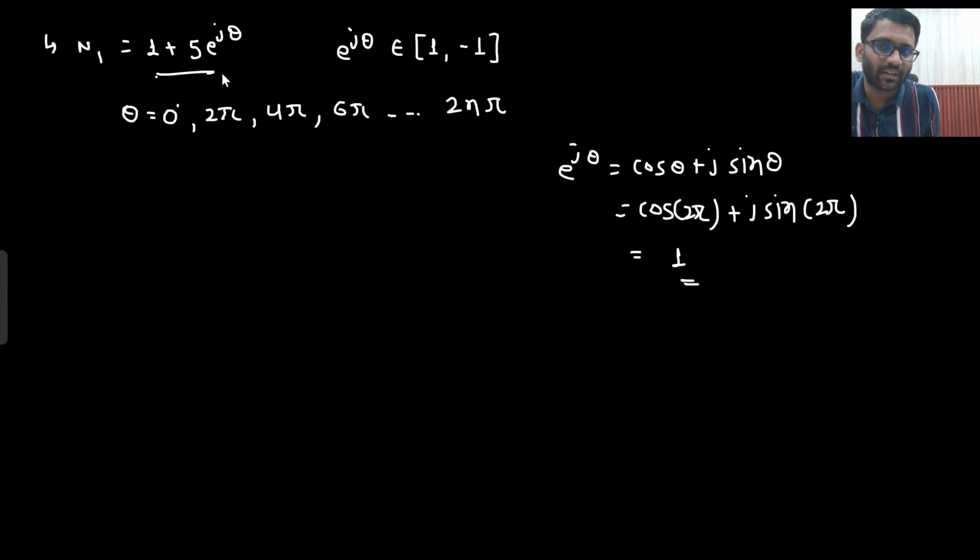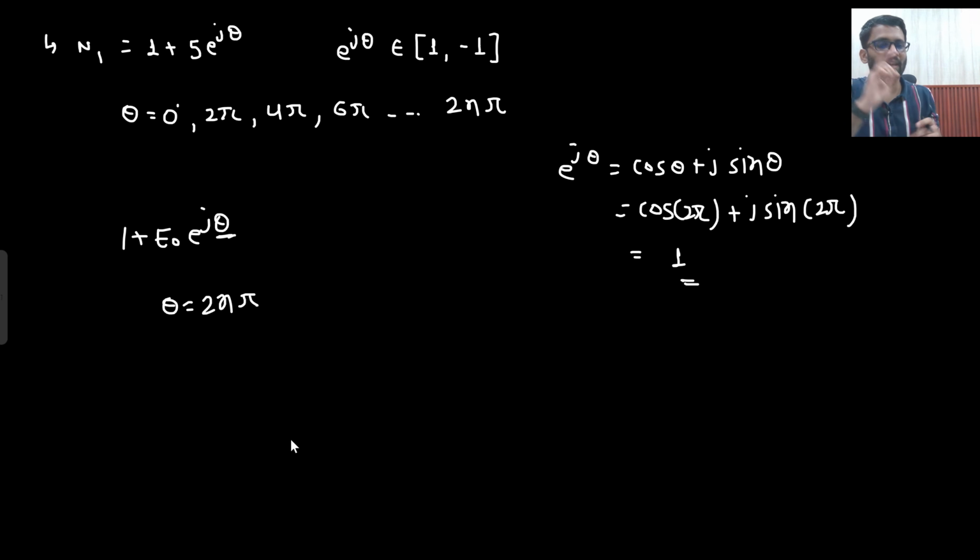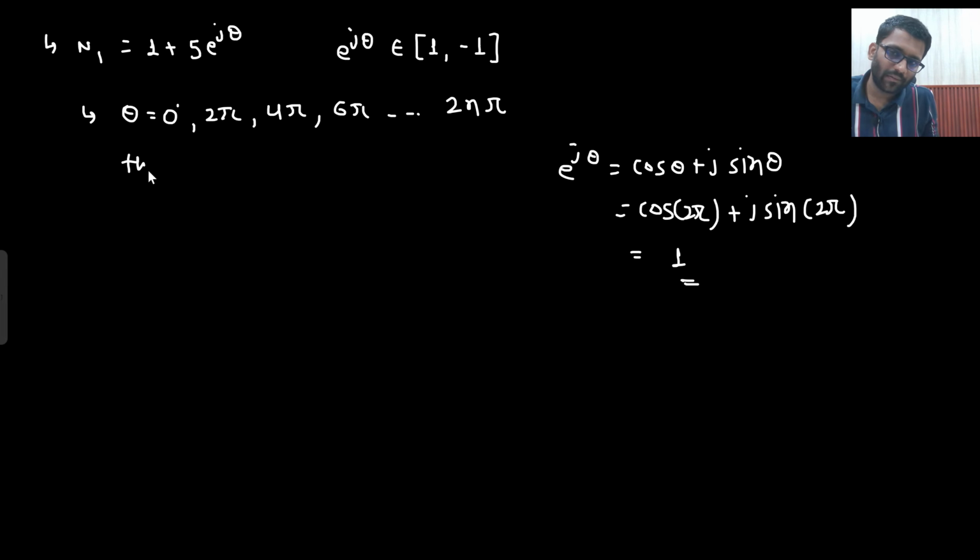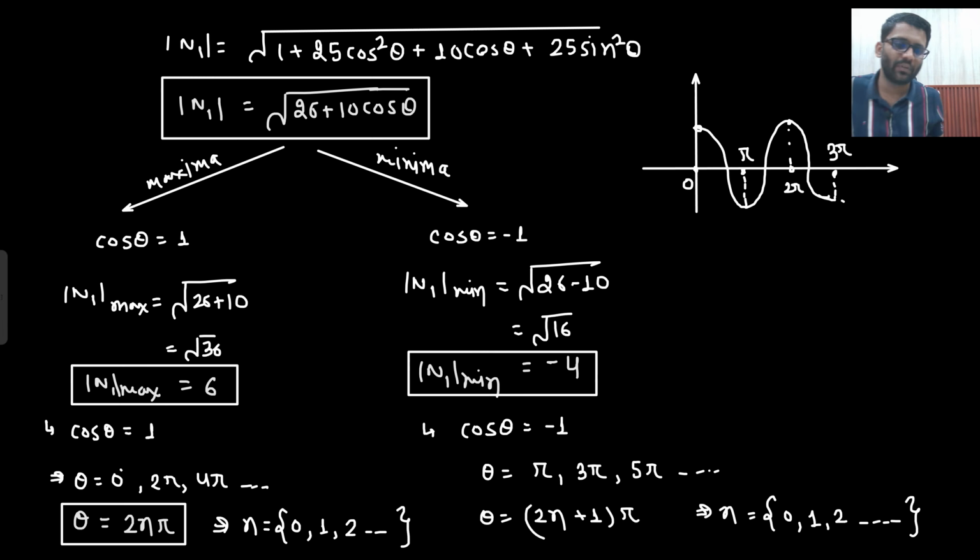So whenever you see the expression 1 plus 5 e to the power j theta, and I ask you when you will get the maximum value, what will you say? That sir, this should be 2n pi, because I know that at 2 pi it will give me 1. 1 plus 5 is equal to 6. So when theta is equal to this, e to the power j theta is equal to 1, and you will get the maxima, 1 plus 5, that is equal to 6. We were getting the same thing? Yes.